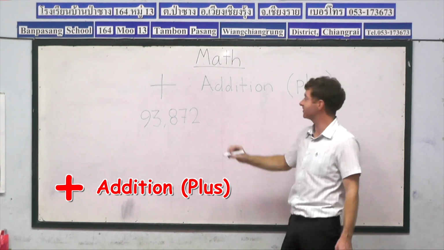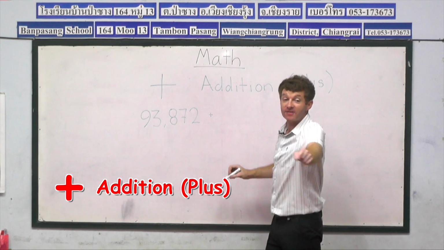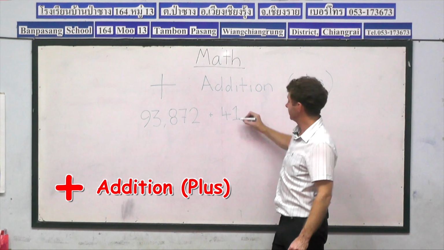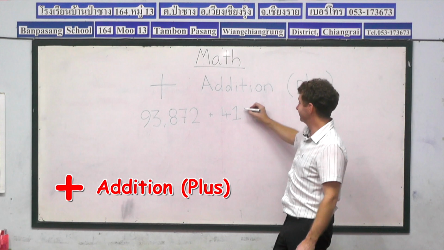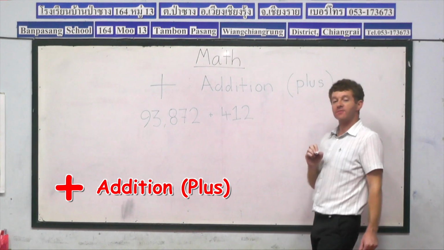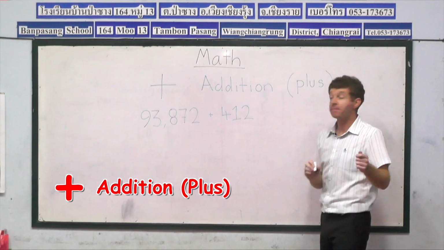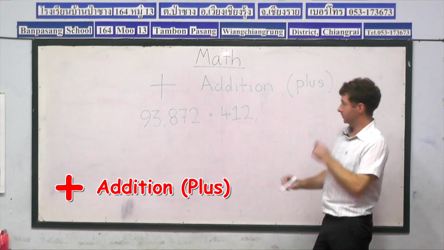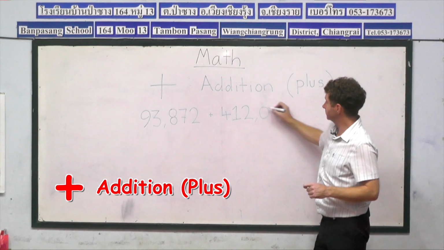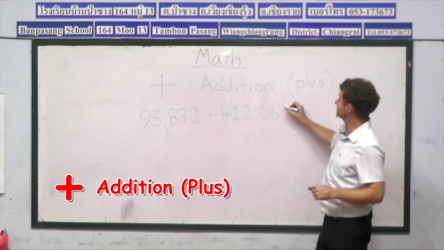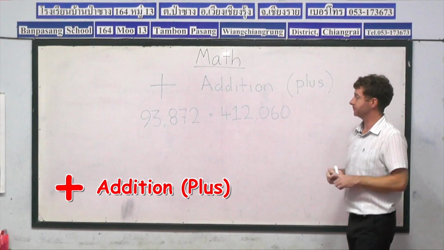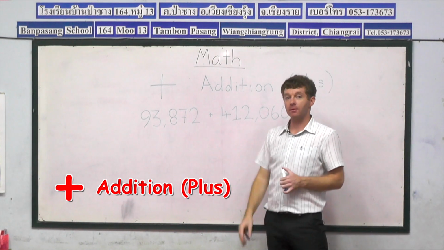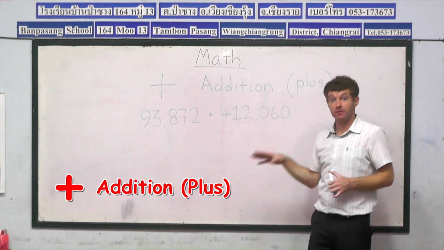Now for our 6-digit number. And I've already heard 4. Then I heard 1. 2 again. What do I need to do now? Comma. Remember, after every 3 digits, we have our comma. 0, 6, 0. Okay. So we've got our 2 numbers on the board. A 5-digit number and a 6-digit number.